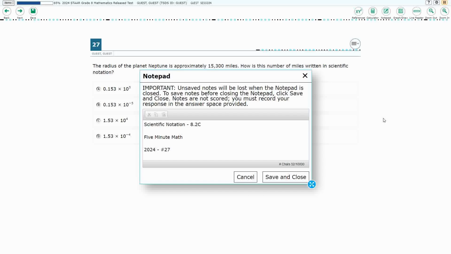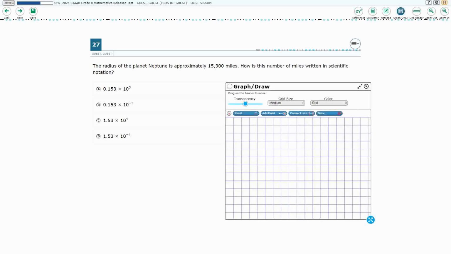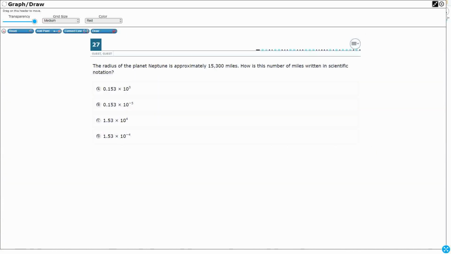Today we are looking at the 8th grade concept of scientific notation. This is standard 8.2c in the great state of Texas, and we are using item number 27 of the 2024 released STAAR test. If you haven't done so already, please go ahead and take a moment to pause the video, work this problem out on your own, unpause it, and we will look at our answers together.